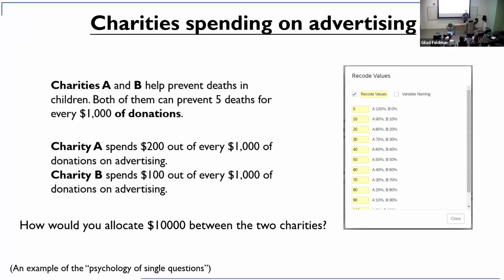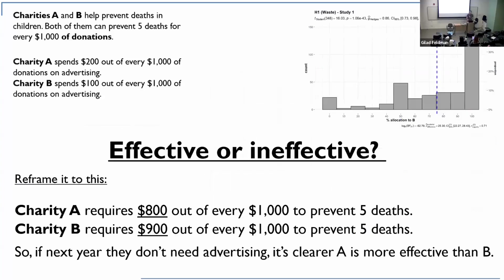Maybe they don't need to do as much advertising. So if we reframe this, if you take away the advertising, what actually happens is that charity A only requires $800 to save the same number of people, whereas charity B requires 900. So sometimes the advertising number is a distractor. It actually makes people avoid the more important number of how much it costs to save five lives.